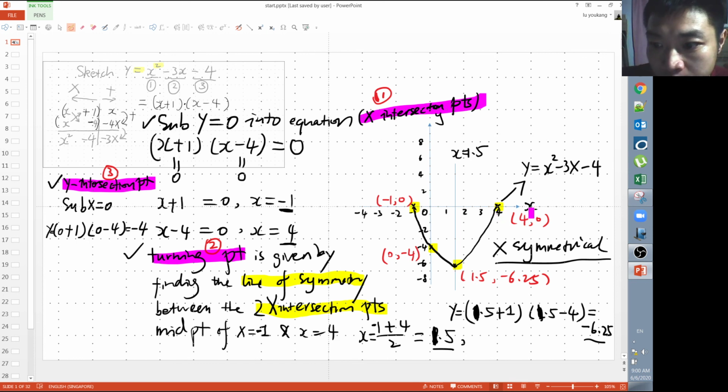Okay, you need to label your x and y axis, right? Label your curve and label all the important points.